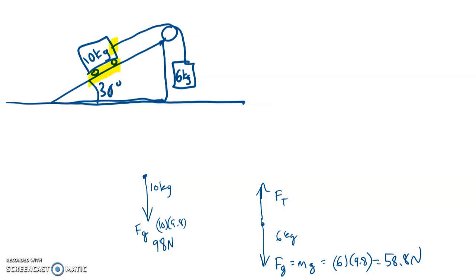So where the wheels touch, we're going to have a normal force. There could be friction, but let's do this without friction. And of course, where the string touches, there's going to be a tension force. So without any friction, those are the only forces acting on this.